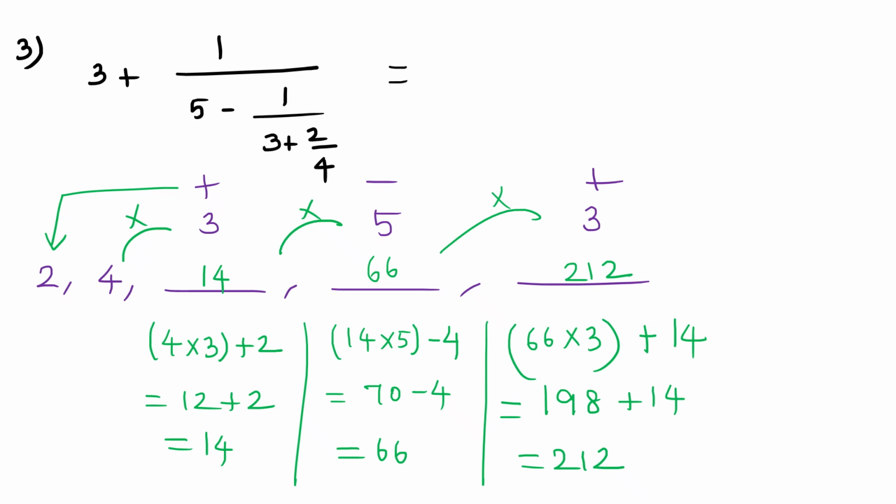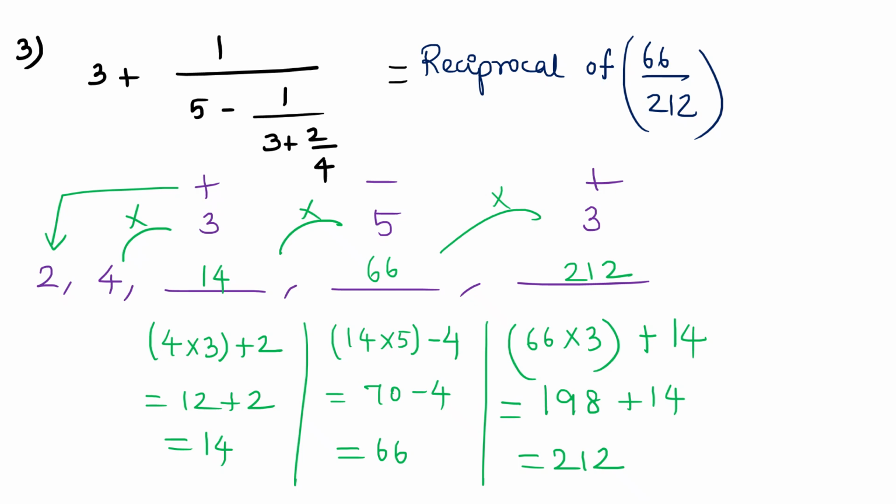So now here it is 3 plus of this. So which means that the reciprocal. That's very important understanding. Now try to reduce them. 66 and 212 I can reduce. When I am reducing here, reciprocal of 66 and 212 will be there. So I will be getting here 33 and this is 106. So my final answer, the reciprocal answer, is 106 upon 33.